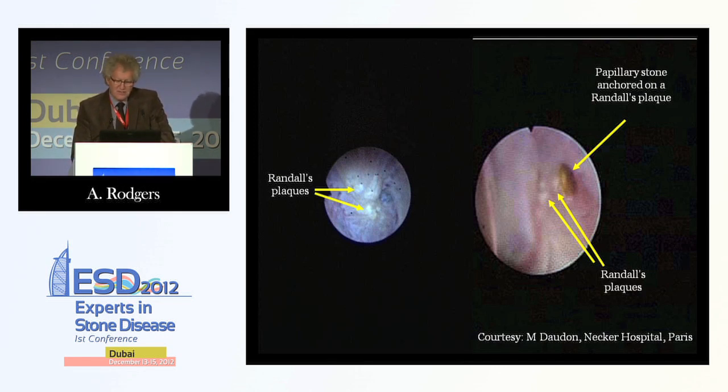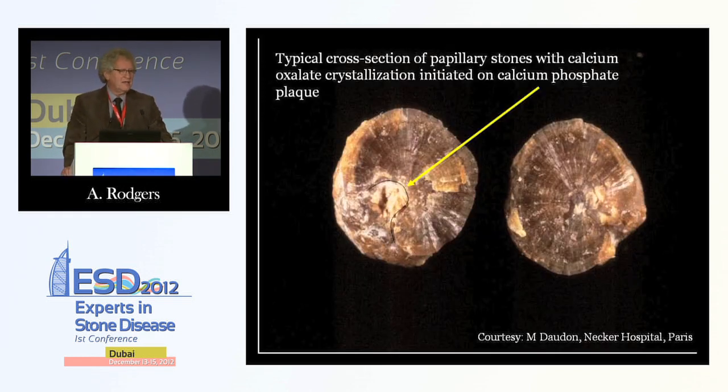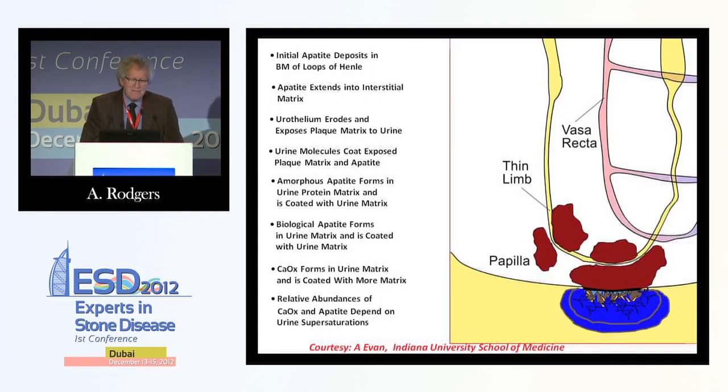And here I have a series of slides from Professor Dordan, which demonstrates the physical existence of what is believed to be a Randall's plaque. And here's yet another illustration from him. And then, courtesy of Andy Evan from the Indianapolis group, who has this animated series of steps with the Randall's plaque, with apatite formation extending into the interstitial matrix, with the urothelium eroding.